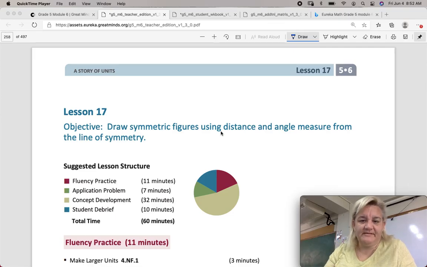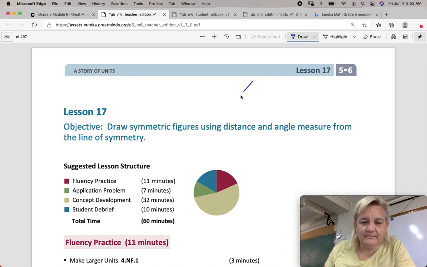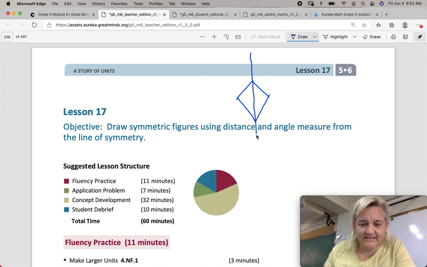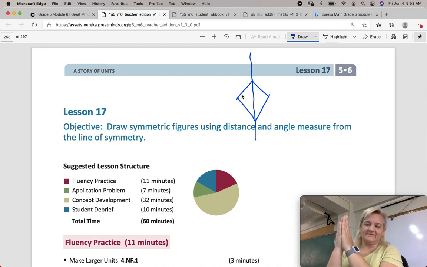Welcome to Eureka Math. This is Module 6, Lesson 17, and we are drawing symmetric figures using distance and angle measures from the line of symmetry. Okay, so symmetric figures. You should remember from 4th grade that symmetric figures are figures that if I draw a line down the middle of them, they are exactly the same on either side. They're just mirror opposites of each other.